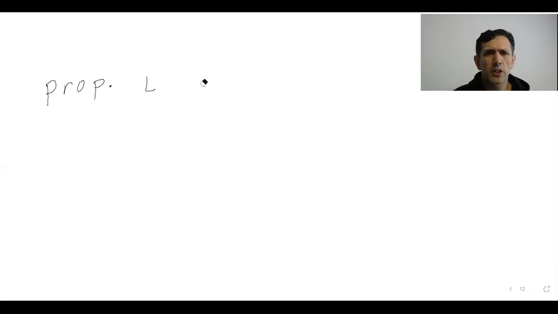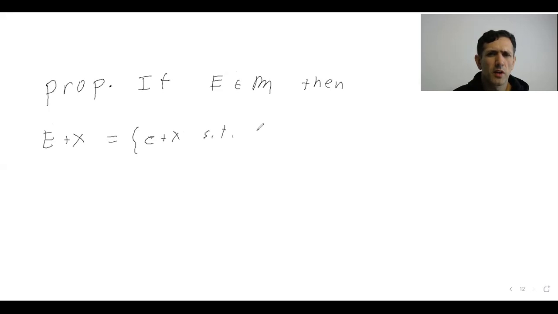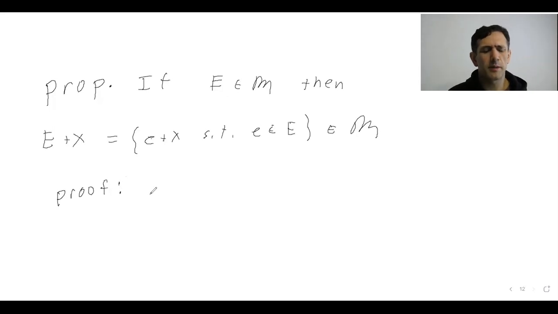So I have a little proposition here, and that's just that translating a measurable set doesn't affect the fact that it's measurable. So if E is measurable, then E plus x, and just to remind you, that's the set of all e plus x where e is in big E, is also in M. And it's really an easy proof.